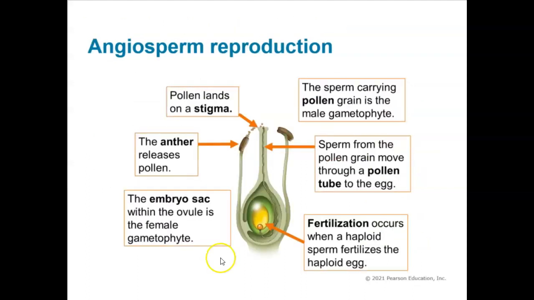So how this works, the anther is going to be the part of the flower that releases pollen. The pollen can then land on a stigma right there. And then the sperm from the pollen grain moves through the pollen tube to the egg where fertilization occurs. And that's when a haploid sperm fertilizes the haploid egg. And then the embryo sac within the ovule is the female gametophyte. So female gamete right there, male gamete right there. The sperm carrying the pollen grain is the male gametophyte.